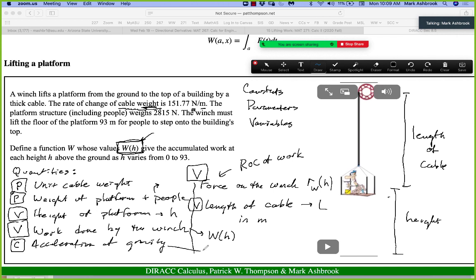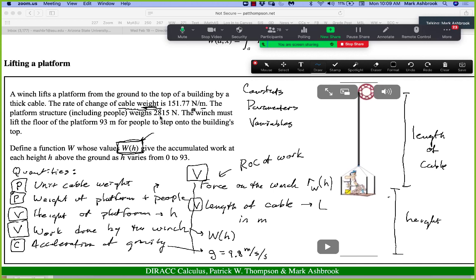Acceleration of gravity is already g, and that's 9.8 meters per second squared. Now, will we need that in this problem? Look at how everything's given. My unit cable weight is given in newtons per meter.